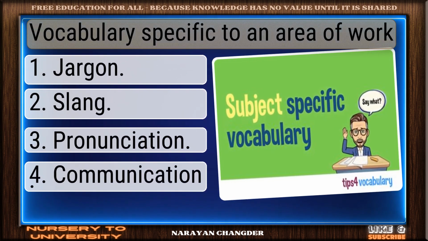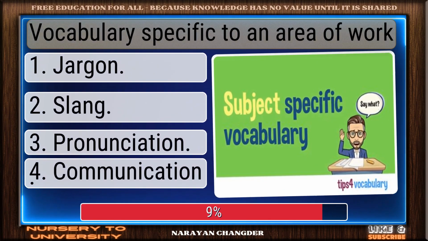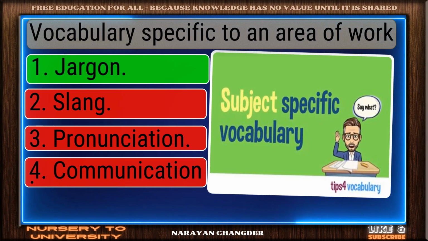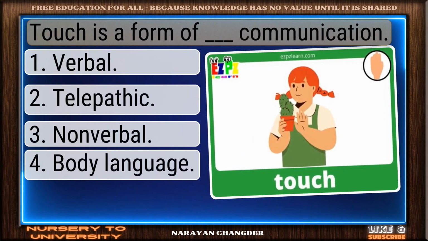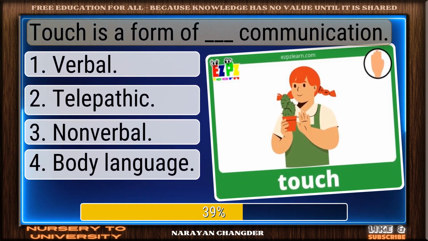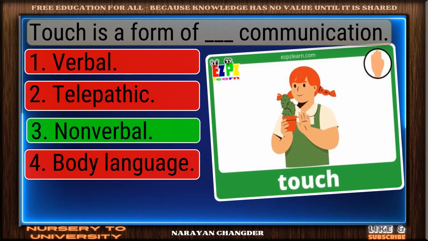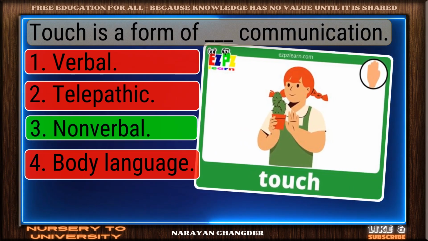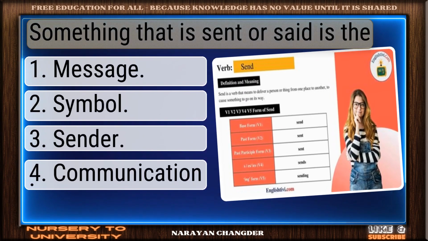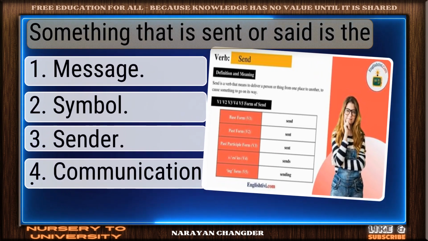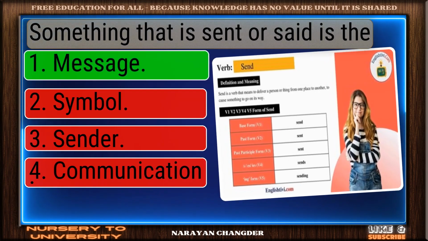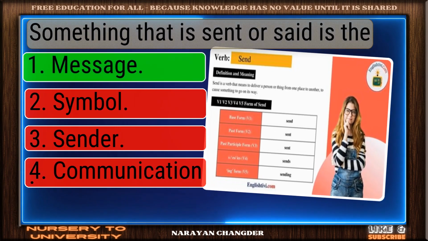Question number 59. Vocabulary specific to an area of work. Sharp thinking. Jargon is the right choice. Question number 60. Touch is a form of dash communication. Clear logic. Your choice nonverbal is sound and 100% true. Question number 61. Something that is sent or said is the... Exactly. Message makes sense and it is right choice.